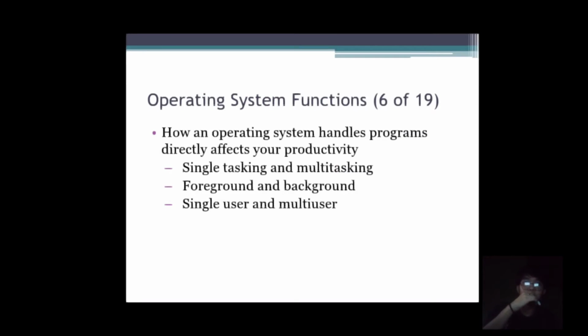Operating system functions 6 of 19. How an operating system handles programs directly affects your productivity. For example, single tasking and multitasking, foreground and background, and single user and multi-user.